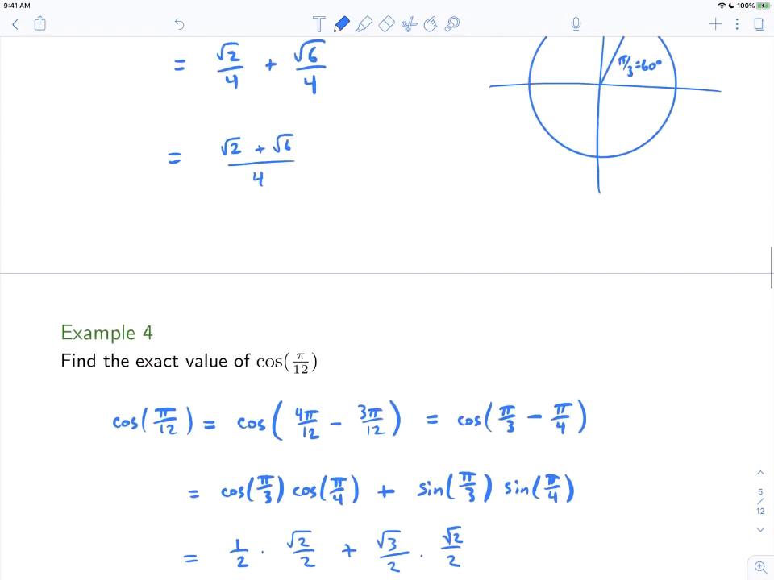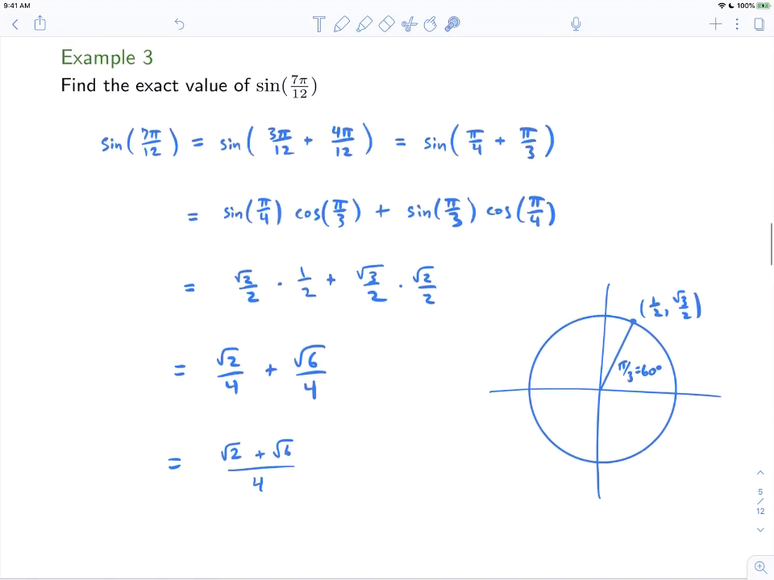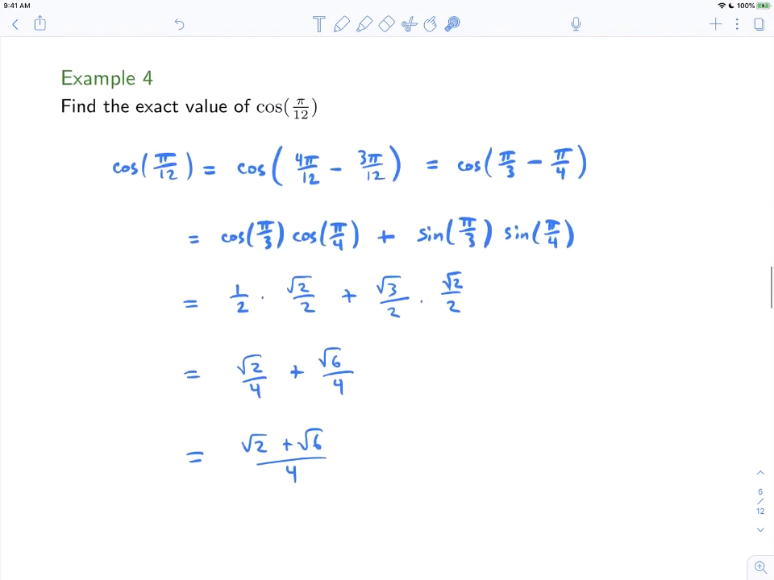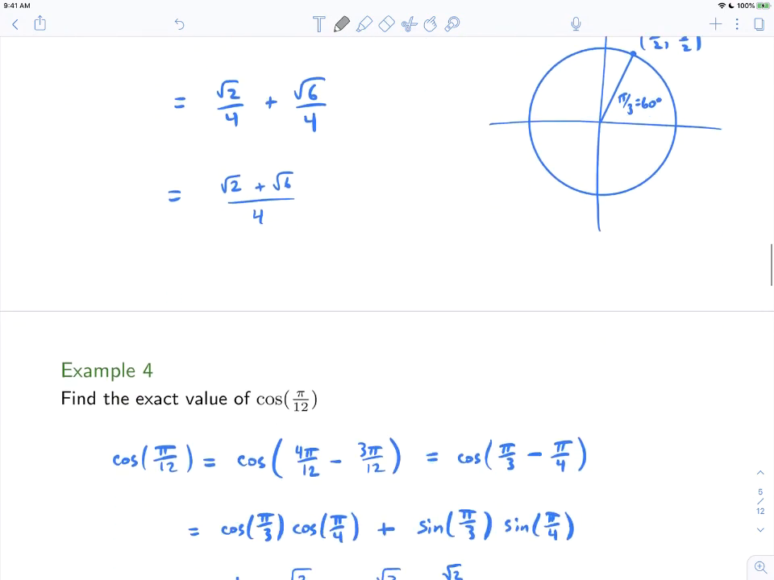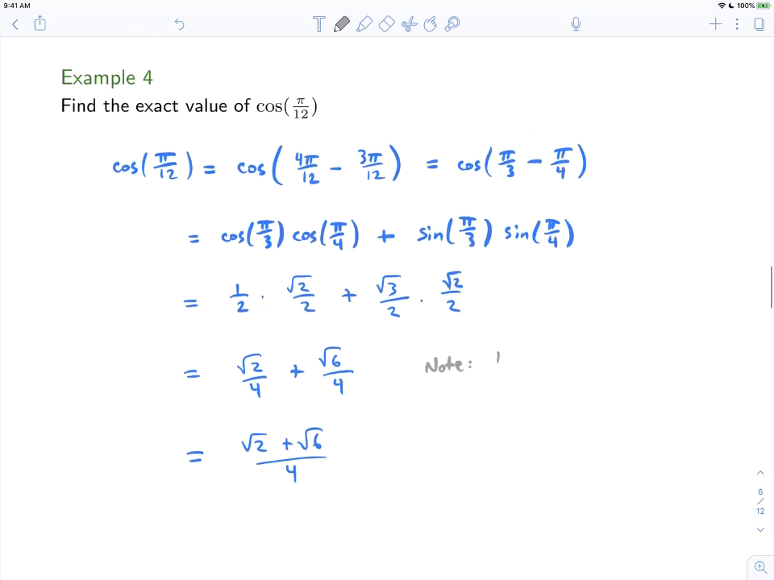So if we go back, we can see that sine of 7 pi over 12 is square root of 2 plus square root of 6 over 4. And also, cosine of pi over 12 is the same thing, square root of 2 plus square root of 6 over 4. Now in this case, we don't have complementary angles. So note that the first angle, which was 7 pi over 12, just wanted to go back and check.